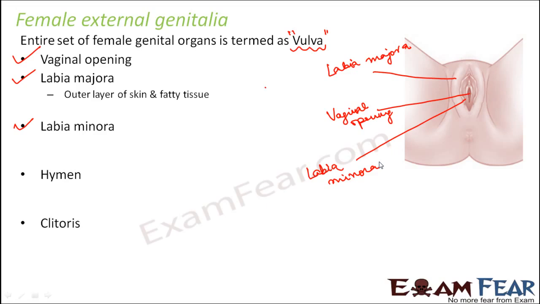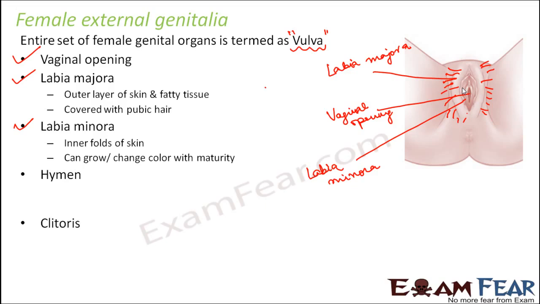The outer layer is made up of skin and fatty tissue, and it is also covered with pubic hair. So hairs are also seen in this region. A lot of hair in the genital region, and these hairs also develop during puberty. And labia minora is the inner folds of skin, in the immediate surroundings of the vaginal opening, you can see folds of skin. They are called labia minora. They can grow or change color with maturity. However, there is not much hair present here.